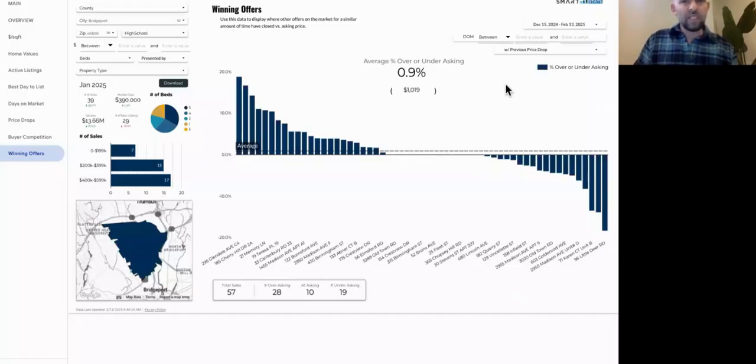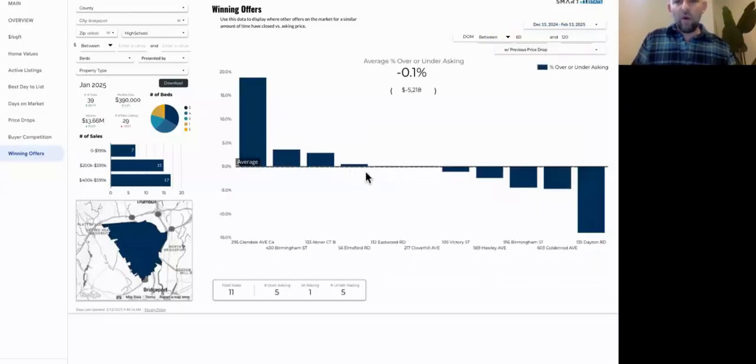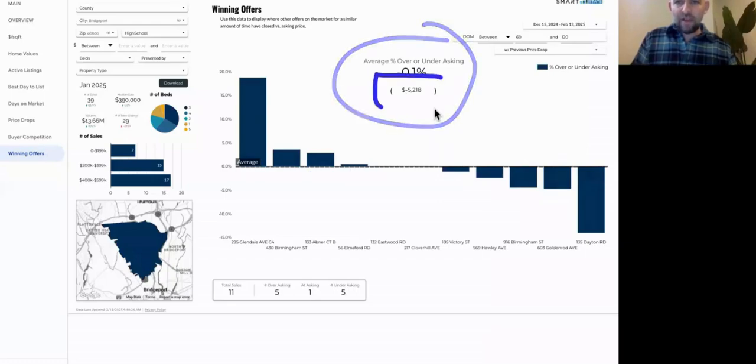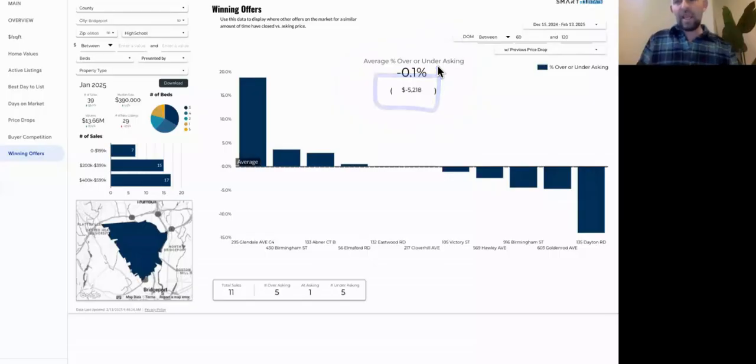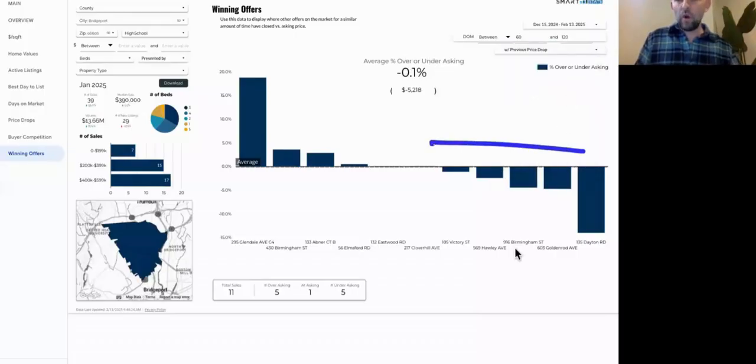You have an offer that comes in at 80 days. Wouldn't it be nice to have a tool where we could look at what other winning offers were at that time period? So you can see here, I put 60 to 120 days, and the market is telling me that on average, they're going at about asking $5,000 under average for all of those that came in at that time period. If we had a price drop, we could plug that in and see what the norm was. And this just helps us to talk about offers.